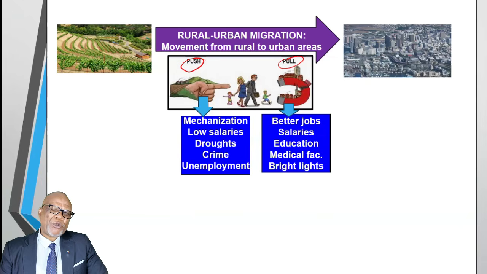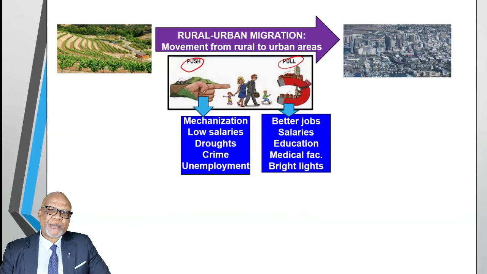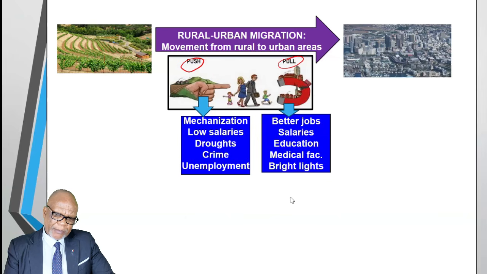Push factor. Because it is so heartbreaking when you see that a learner in grade 12 has failed a question on a pull factor or a push factor, which we think it must be a given. All learners should get that. So push factors will be mechanization. Once farmers start to use a lot of machinery, it means they need fewer workers, and therefore people are going to have lack of jobs, low salaries, droughts, crime, unemployment.